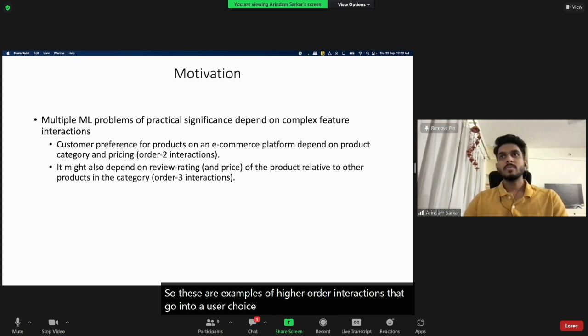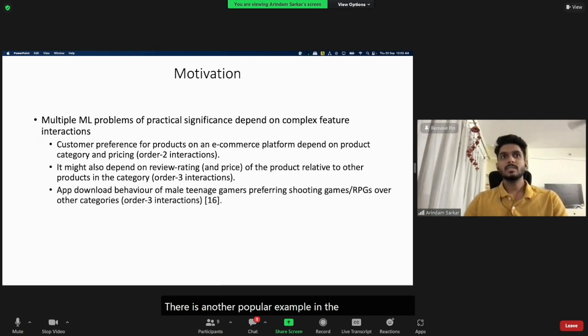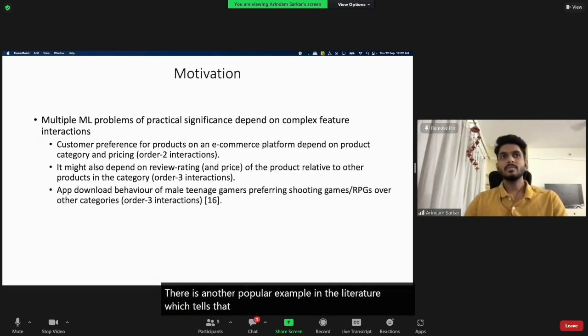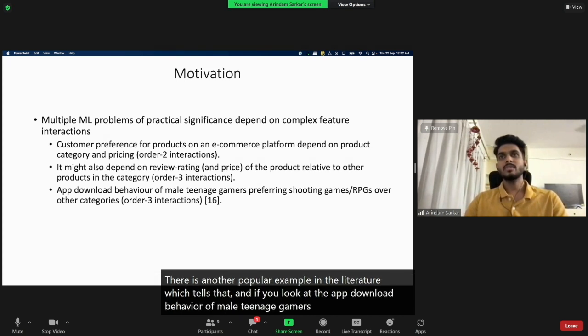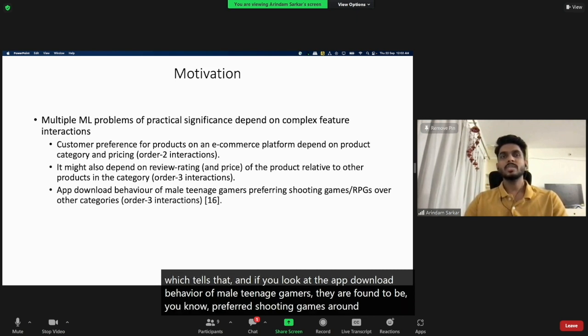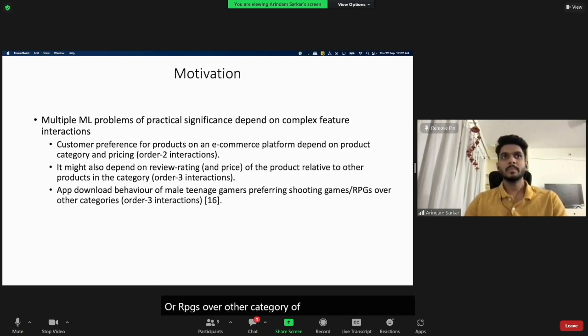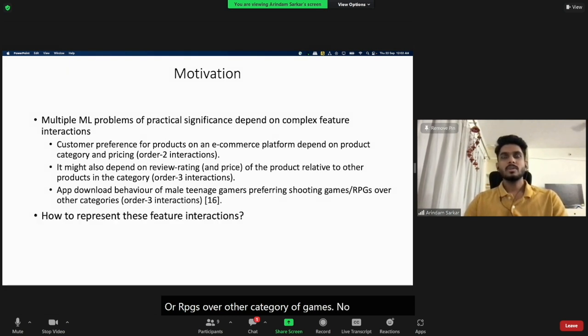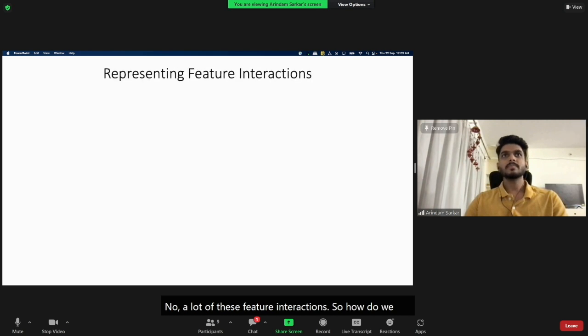There is another popular example in the literature which tells that if you look at the app download behavior of male teenage gamers, they are found to prefer shooting games or RPGs over other categories of games. Now, all of these feature interactions, how do we represent them?